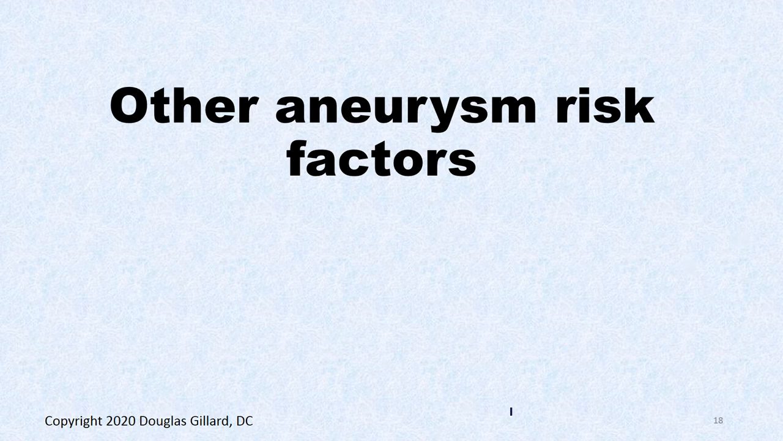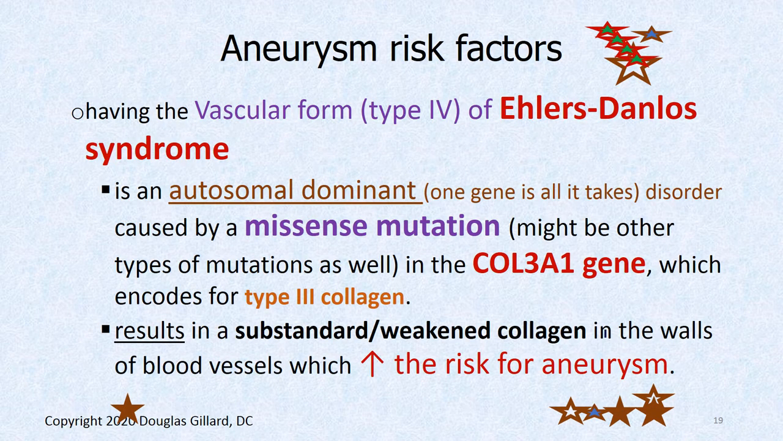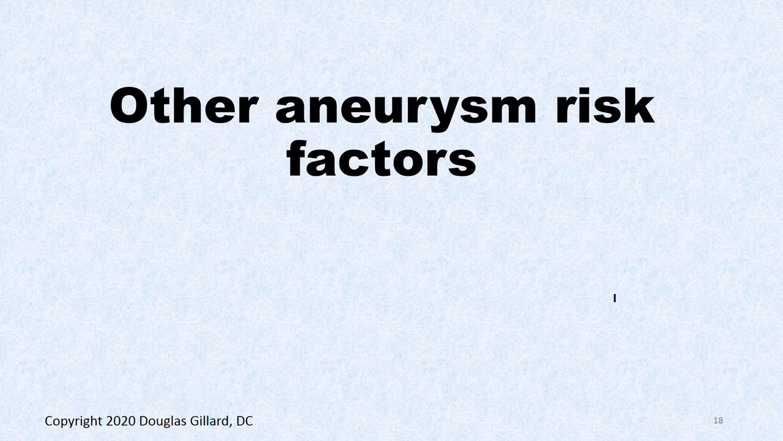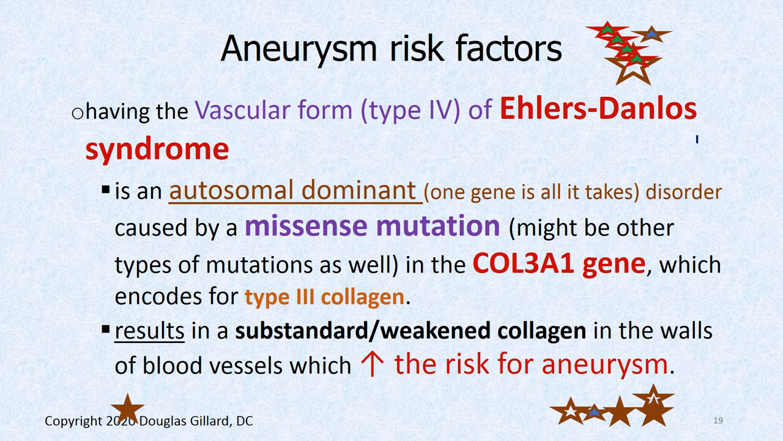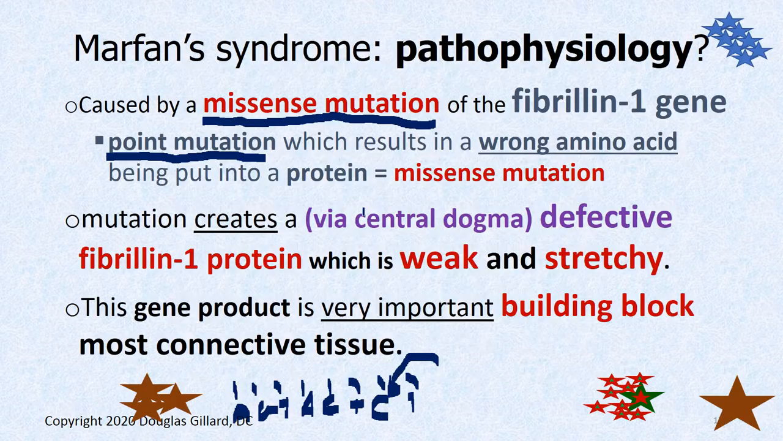Another aneurysm risk factor. Oh, another risk factor for aneurysm. So there's other things. Ehlers-Danlos syndrome. There's different types of Ehlers-Danlos. There's a type 4, which is the vascular type. So this is another point mutation that leads to a missense mutation. It's also autosomal dominant, just like Marfan syndrome, but it's not the fibrillin-1 gene. This is the fibrillin-1 gene problem.